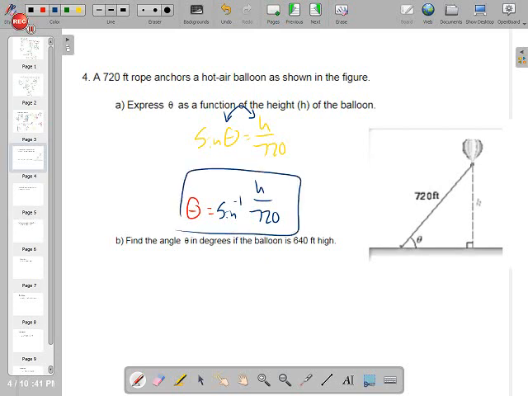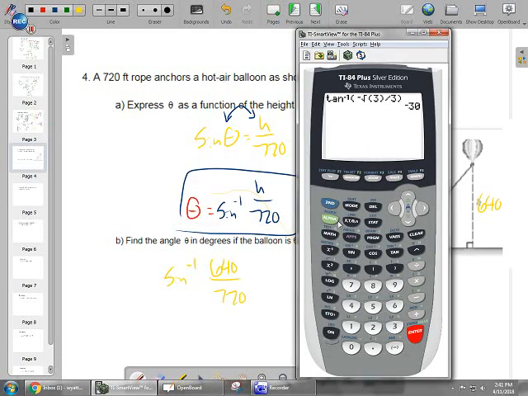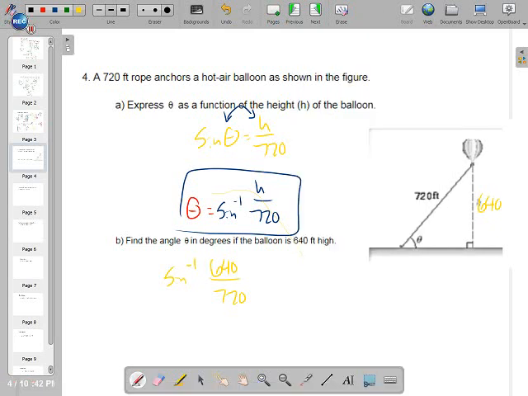You flip x and y, you change this to the inverse sine, and now you've got theta in terms of h. Now, if I actually give you a height, if this is now 640, you're going to say, okay, I want the inverse sine of 640 divided by 720. And I can get my calculator back out and say inverse sine of, that's regular sine, inverse sine of 640 divided by 720. And I get 62.7 degrees. So this angle right here is 62.7 degrees.